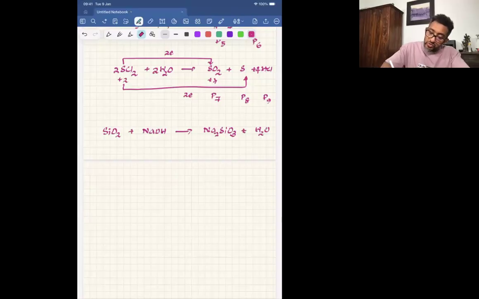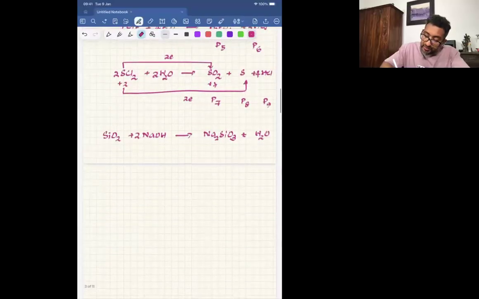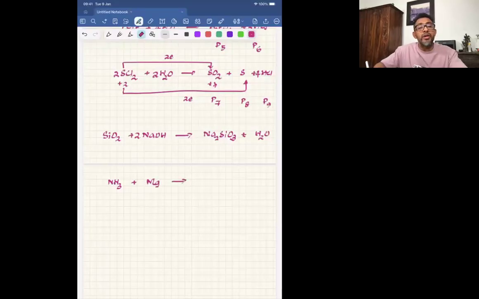So two hydrogens here. 3 plus 1 is 4, 2 hydrogens, 2 sodium. Sodium silicate, Na2SiO3. P3 with magnesium, ammonia and magnesium, NH3 and magnesium, that's a very special reaction. Just like sodium reacts, but it gives you the nitride, Mg3N2, and hydrogen is evolved.